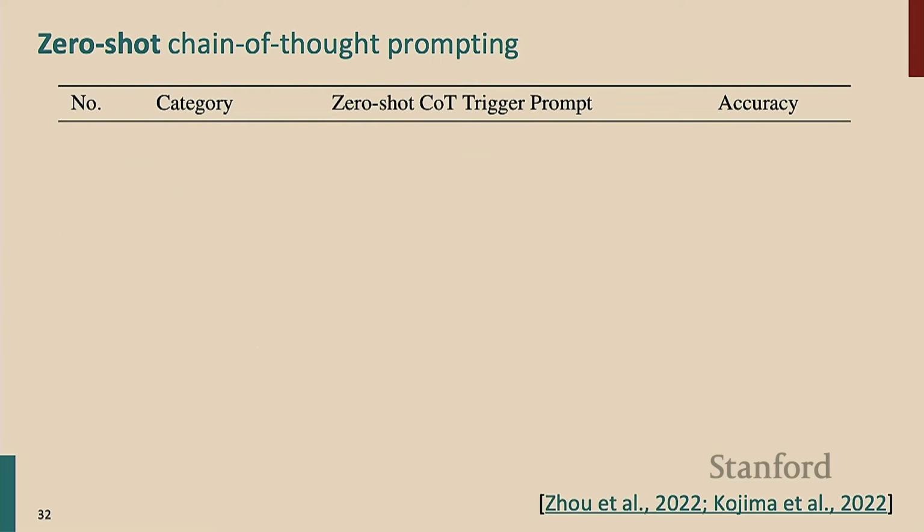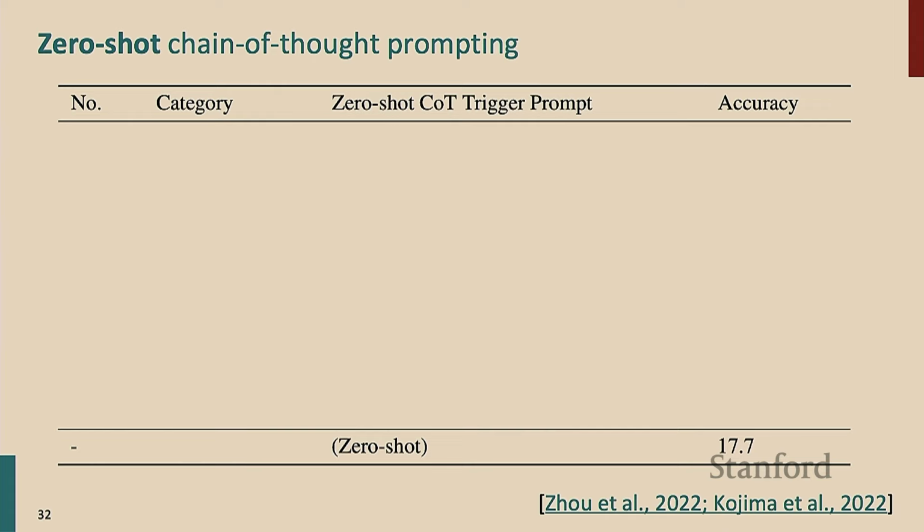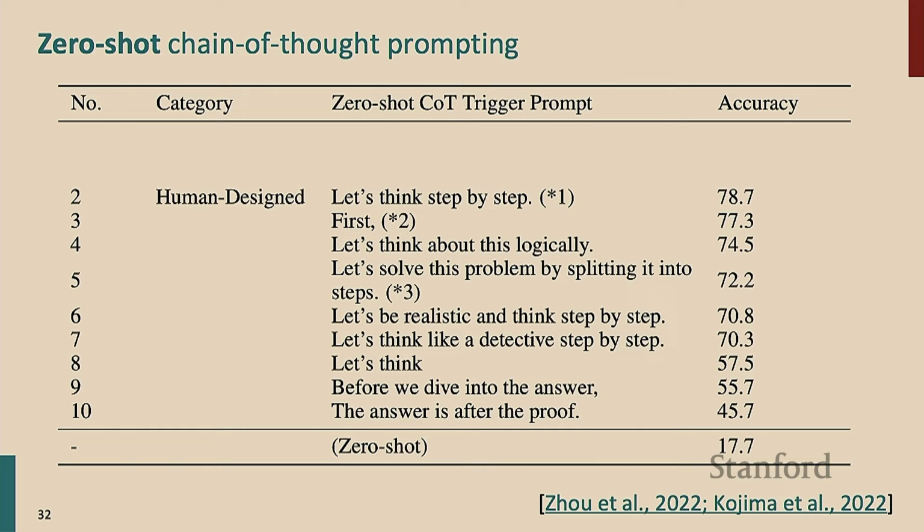So the funny part of this paper was why use "let's think step by step"? They actually used a lot of prompts and tried them out. So here's zero-shot baseline performance. They tried out a bunch of different prefixes, the answers after the proof. "Let's think about this logically." And they found that "let's think step by step" was the best one.